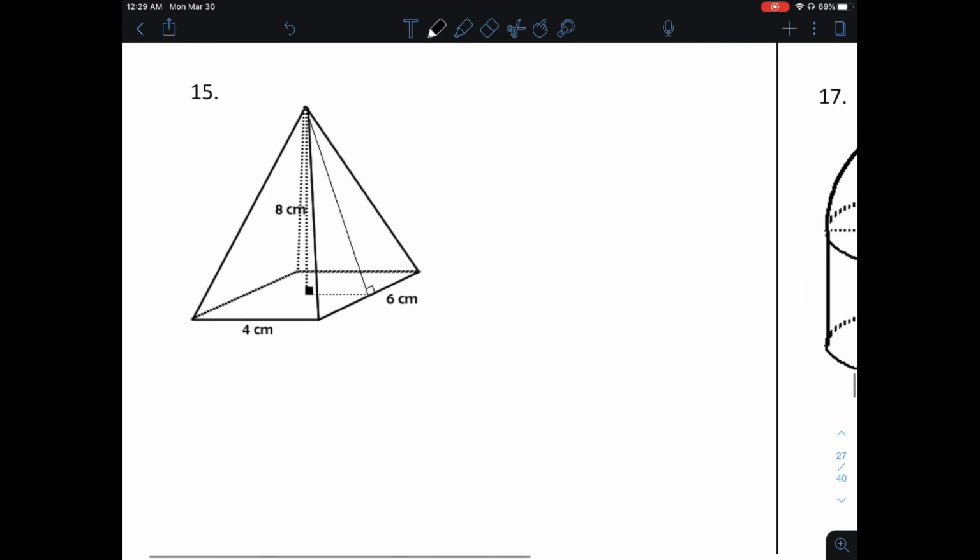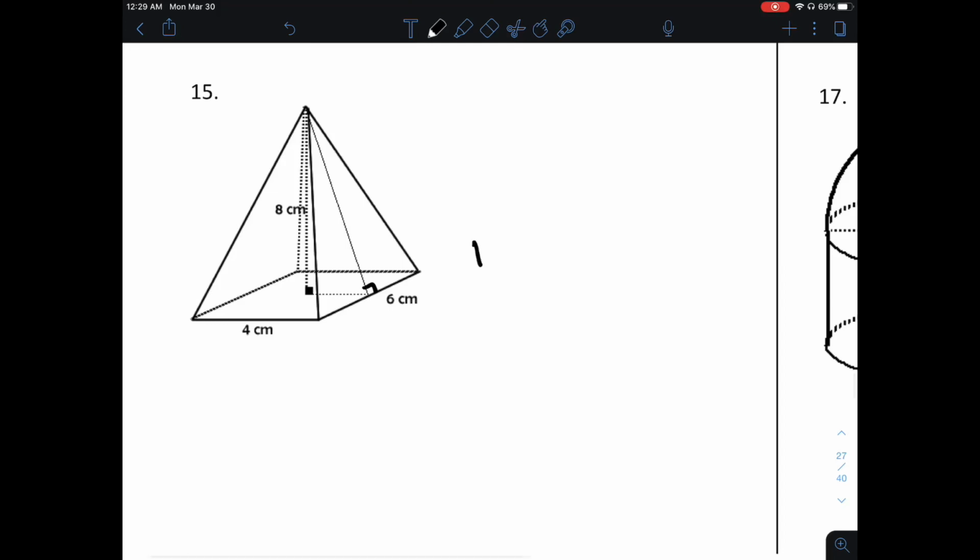Number 15, straightforward. Just want to point something out I didn't point out on the last one. If you take this face that you see here, there is a segment on that face that is perpendicular to the bottom edge of that. That is not the height of the pyramid. That is the height of that triangle. This triangle's height is determined by this segment that you see here, which apparently is 8.